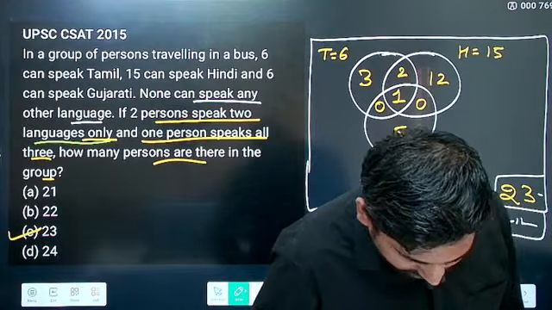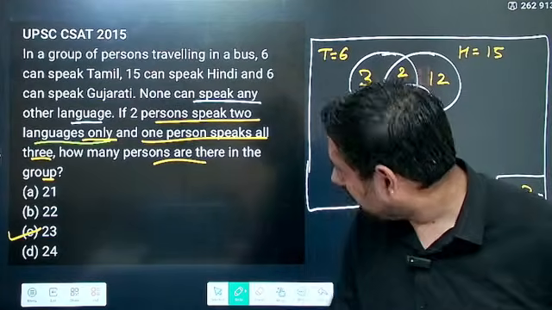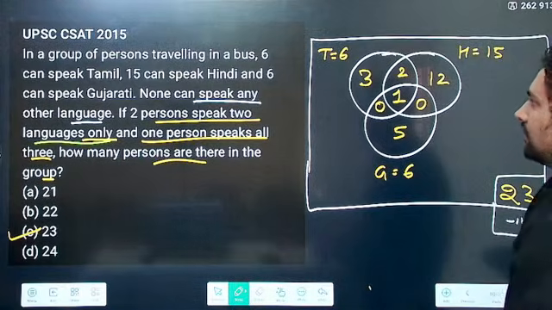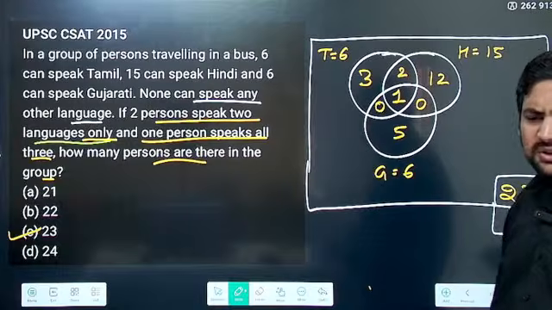Yes, Shweta, correct. A, no Dheeraj, not A. Okay, understood?